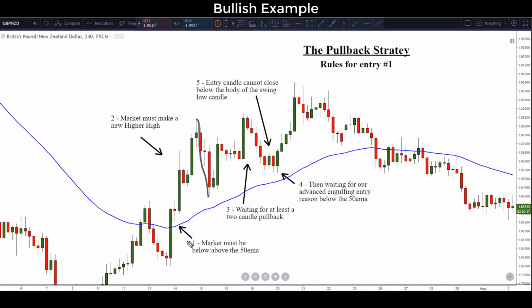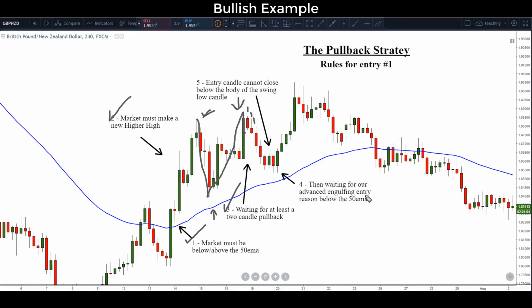Are we still above the 50 EMA? The answer to that is yes, we are still above this 50 EMA. Do we break into a new higher high? The answer to that, also yes. This high is higher than the previous high. So we can check that off as well. Now, do we get at least a 2 candle pullback from this high? If we look down through here, we definitely have more than 2 red candles pulling back. So we can check that off.